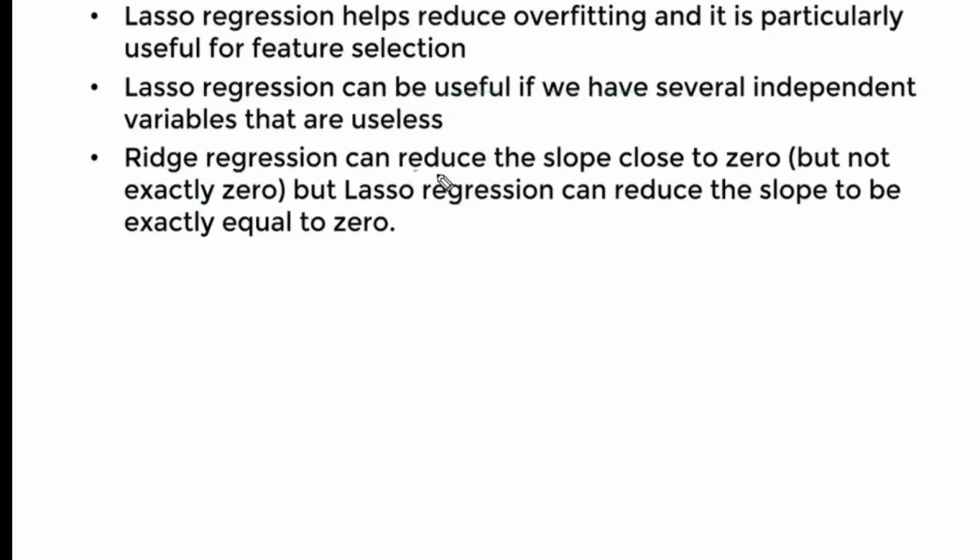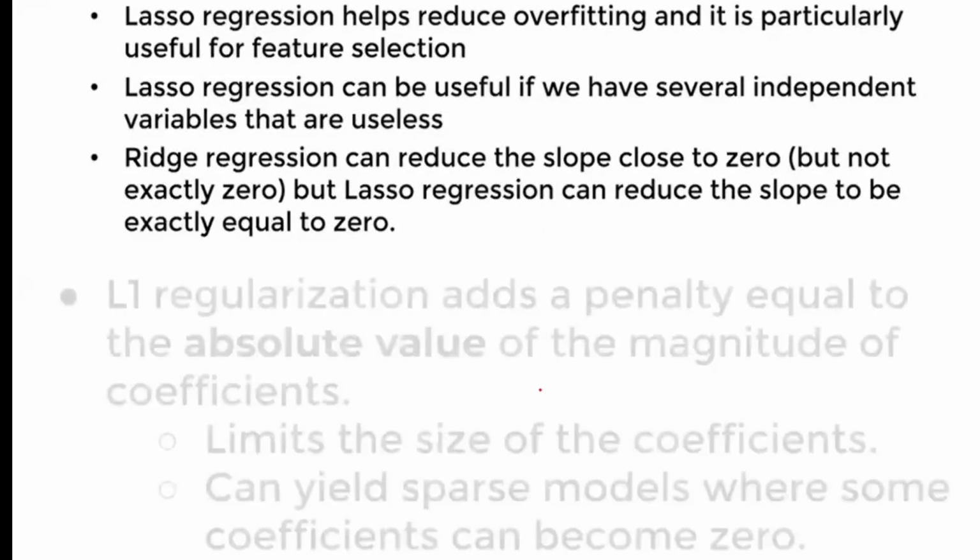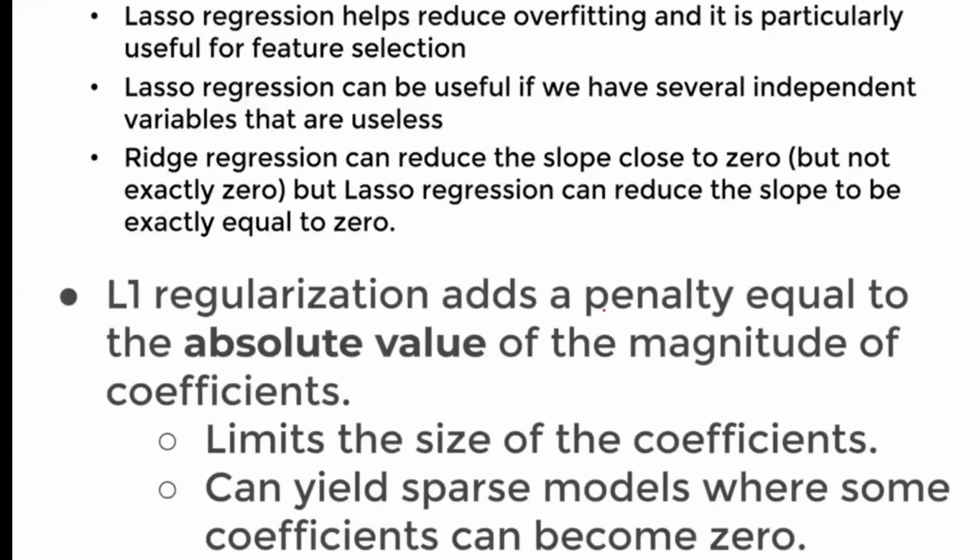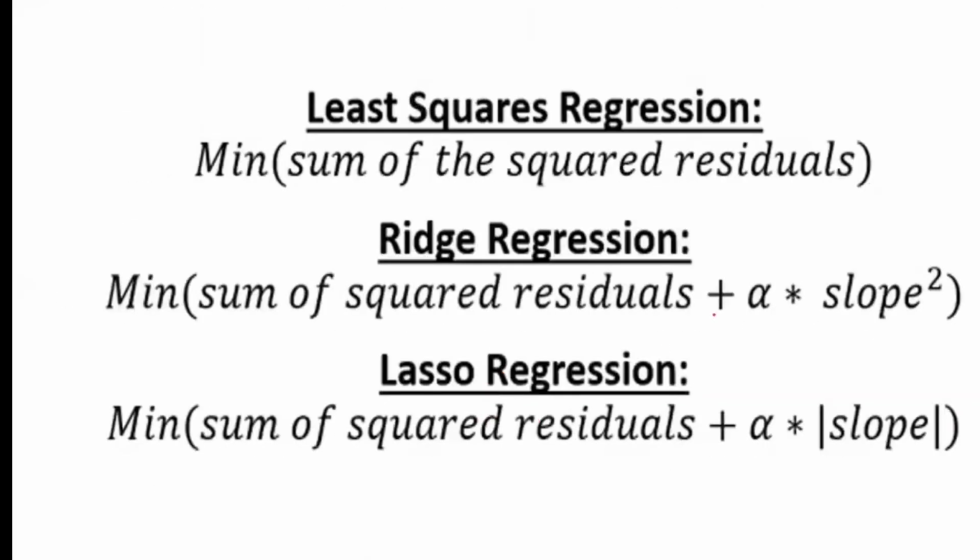Ridge regression can reduce the coefficient values. Slope means nothing but coefficient values. The coefficient values go close to 0, whereas lasso will bring the slope exactly equal to 0 for whichever is an unimportant variable. So in lasso regression, if a particular coefficient is equal to 0, that particular variable you don't need to consider for prediction in the future. L1 regression adds a penalty equal to the absolute value of the magnitude of the coefficients. That is the difference between lasso and ridge.